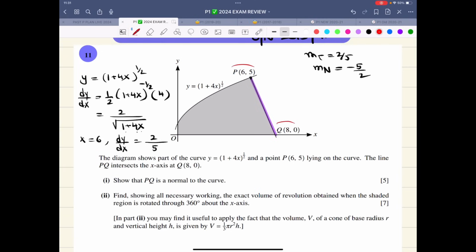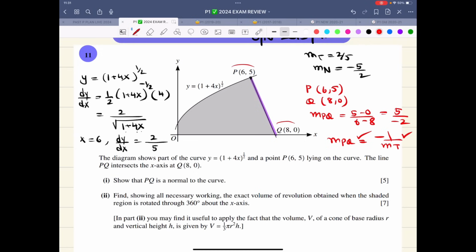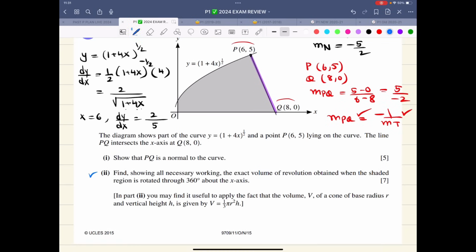That should be the same between the points P and Q. So P is (6, 5). Let me write it properly so that the examiner knows exactly what I'm doing. That applies to you as well. This is (8, 0). Gradient of PQ, that is 5 minus 0 over 6 minus 8. This is 5 and this is negative 2. Yes, we have proven that the gradient of PQ is the negative reciprocal of the gradient of the tangent, and that makes perfect sense. Second part, it says find, showing all necessary working, the exact volume.